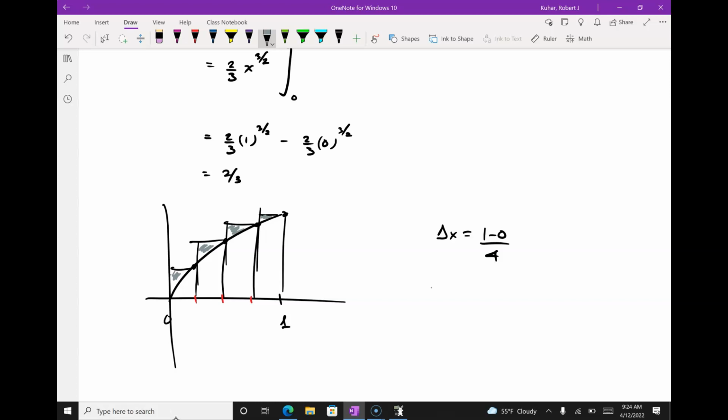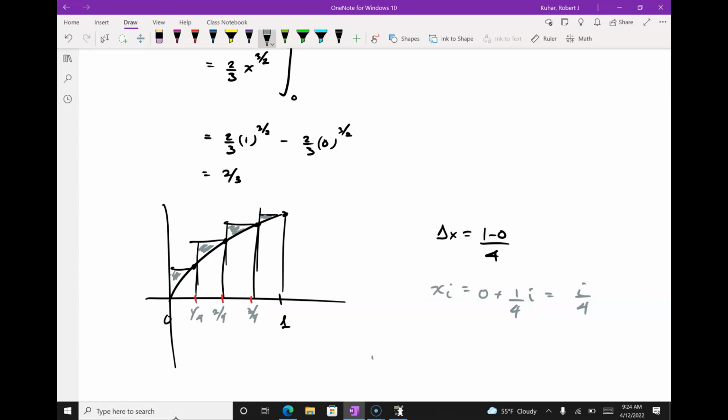What's my x sub i? Well, it's 0 plus delta x times i. So it's just i over 4. So notice when i is 1, the first place I'm getting to is 1/4. When i is 2, what am I getting to? 2/4. When i is 3, what am I getting to? 3/4. And when i is 4, I'm at 4/4 or 1 again, right? This should be really clearing up this rectangle thing for us.